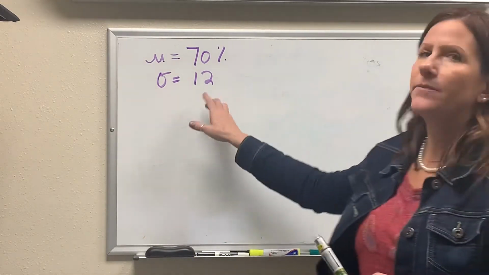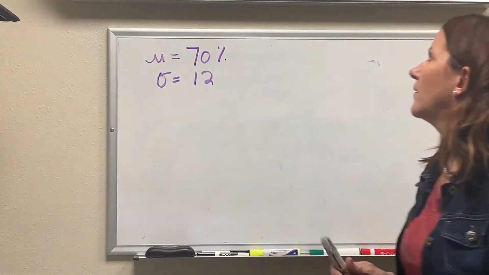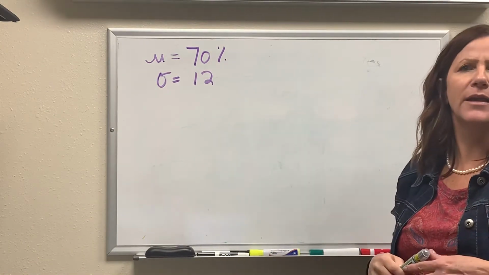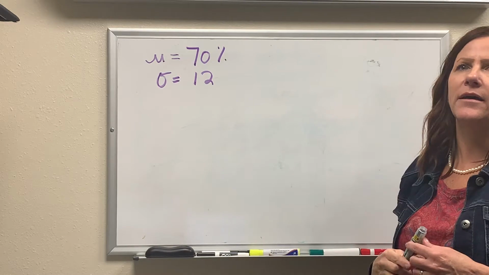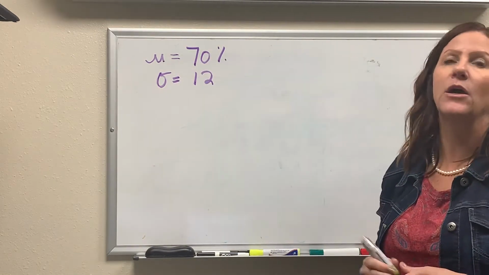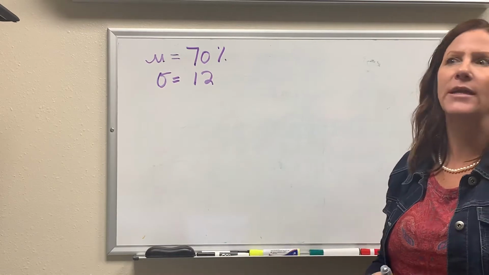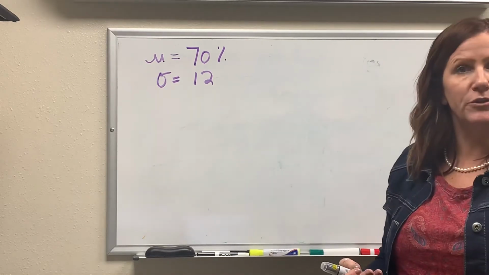So as you can see, I have up here a population mean of 70%, so we're going to assume that there was an exam and the population average was 70% with a standard deviation of 12. So this is our basic information. It's based on a normal distribution.